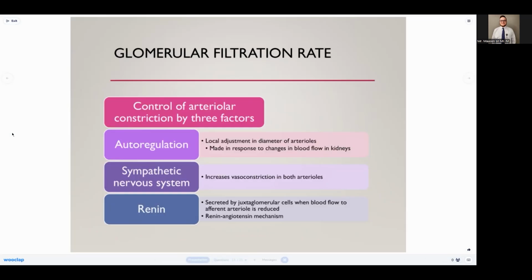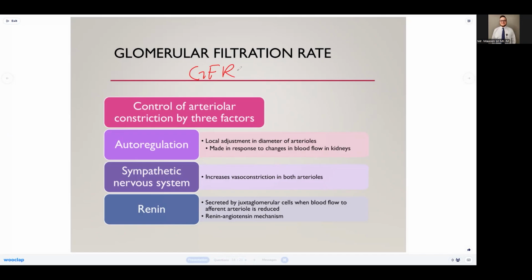So glomerular filtration rate. Glomerular filtration rate, known as GFR, is really the kind of gold standard for kidney function and the effectiveness of the kidneys themselves and the nephrons of doing their job.